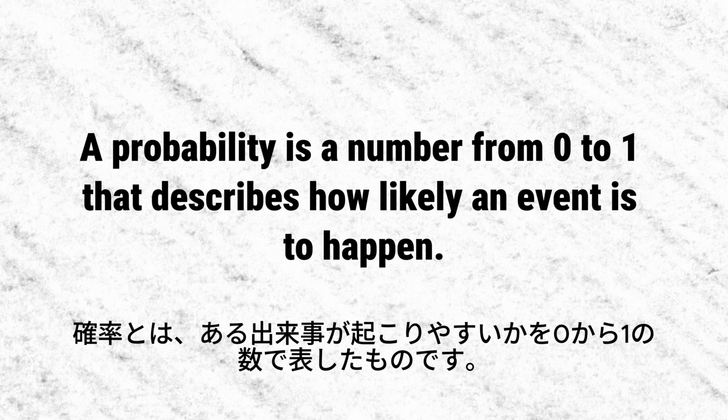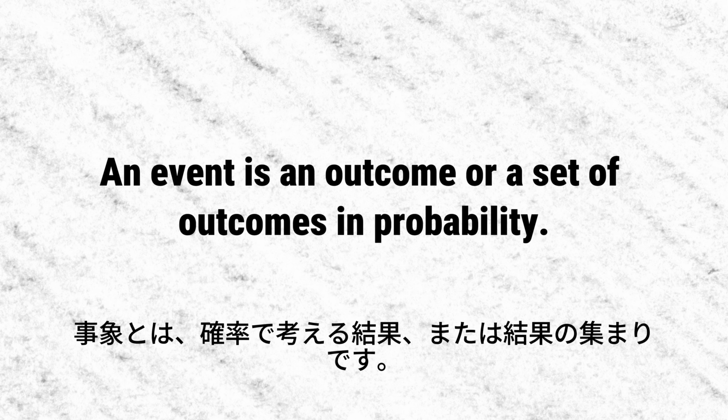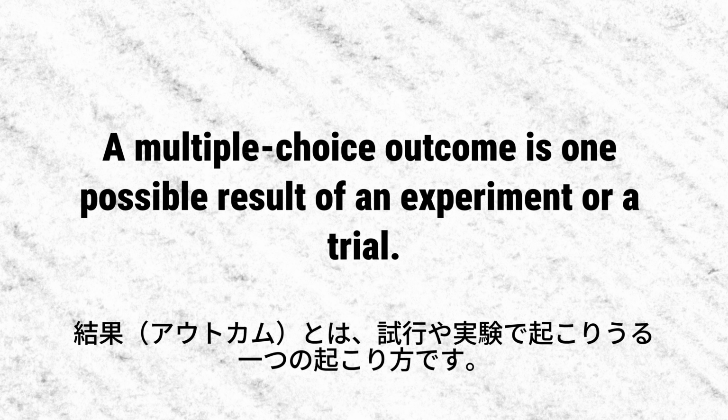A probability is a number from 0 to 1 that describes how likely an event is to happen. An event is an outcome or a set of outcomes in probability. An outcome is one possible result of an experiment or a trial.